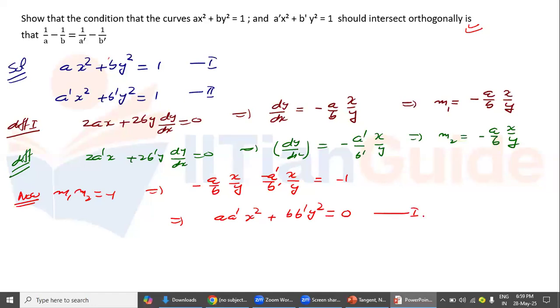Is it clear? Okay, I'm telling you both the methods. Here, one method is working very well. How? That I'm telling you. Just a minute. x square, y square are the point of intersection. However, it is going to be lengthy. Just a minute.